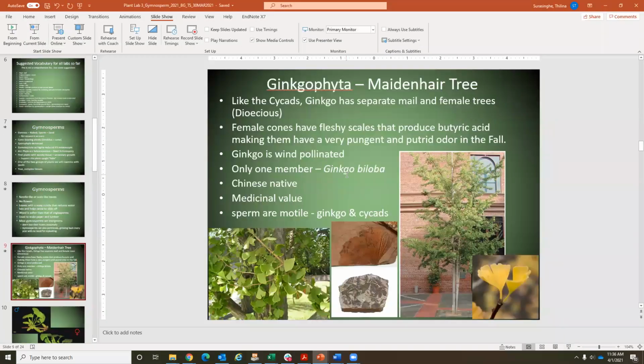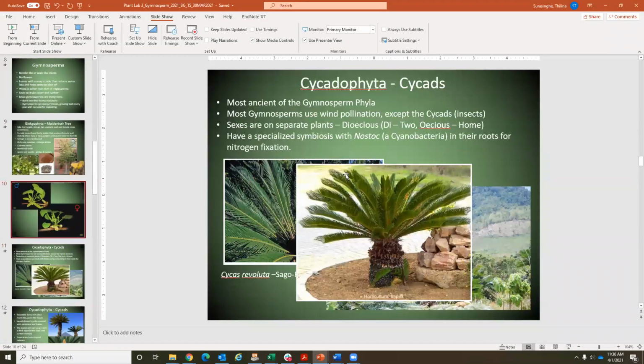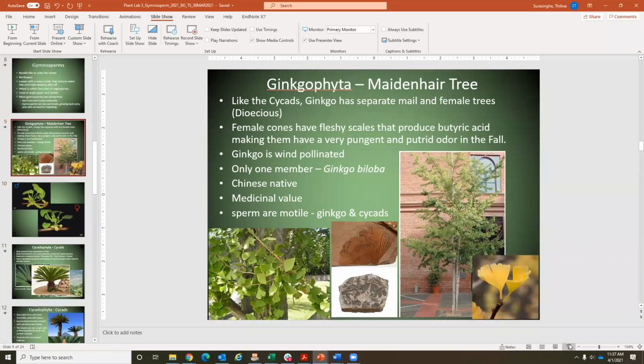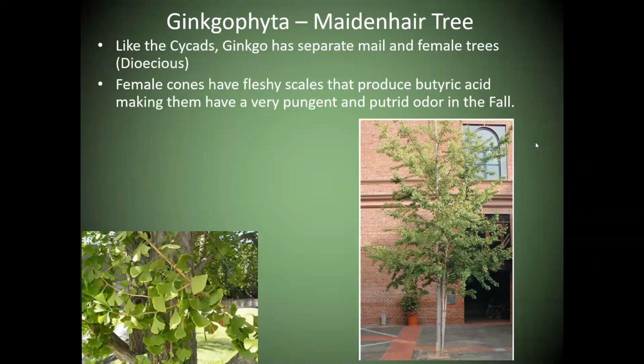Let me make sure I'm not missing the cycads. Nope, cycads are coming up next. Continuing on, female trees will produce female cones, and they have fleshy scales that produce butyric acid, giving them a very pungent and putrid odor in the fall. During the fall, when they are producing seeds with the cone, they will produce the butyric acid. Because of the acid, you get the smell in the air, right? If there are several trees planted, you will smell them from further away.